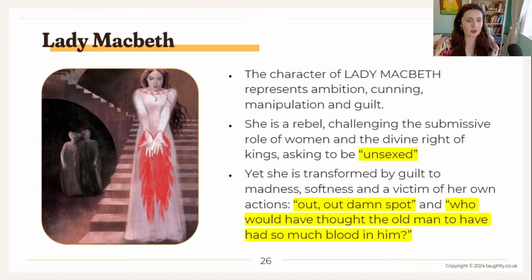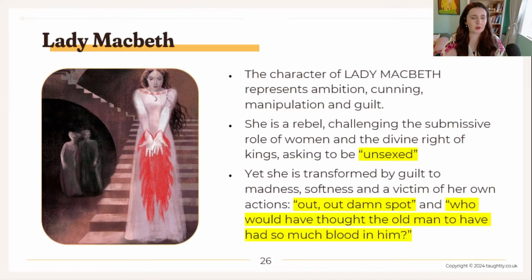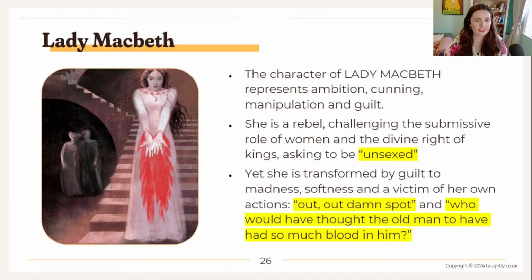But over the course of the play, she is transformed. So although she begins ambitious and cunning, she ends guilty and pitiful. She becomes mad, she becomes soft, she becomes a victim of her own actions when she is sleepwalking, or as we call it, somnambulism, and saying out, damned spot, imagining she's still got blood on her hands. Thinking about King Duncan when she says, who would have thought the old man to have had so much blood in him, clearly haunted by those actions.